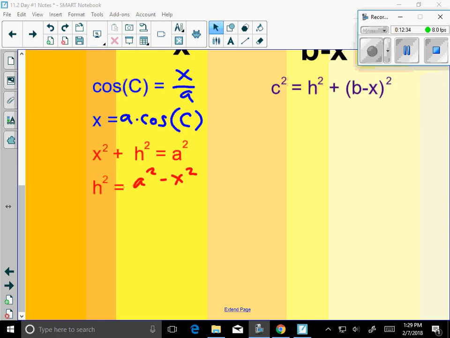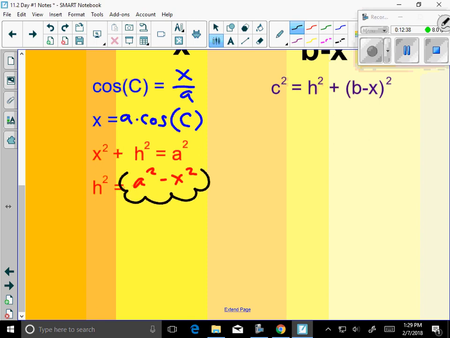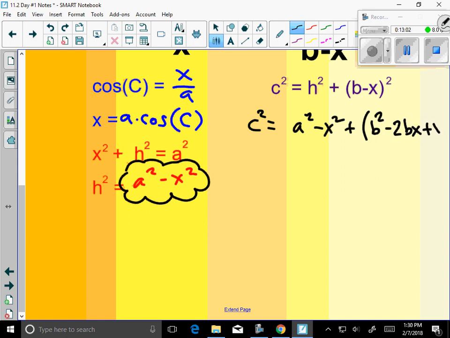Okay, so I can do a direct substitution. Look what h squared is. I'm going to plug it in. That's a squared minus x squared plus, what do you think I'm going to have to do here? Your favorite four-lettered F word, FOIL. Yeah, FOIL. So you're going to get this: b squared minus 2bx plus x squared.